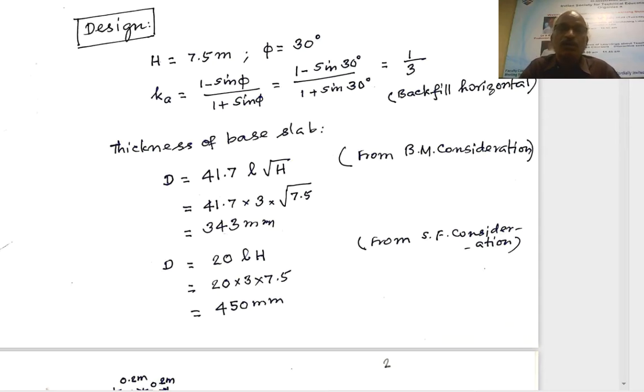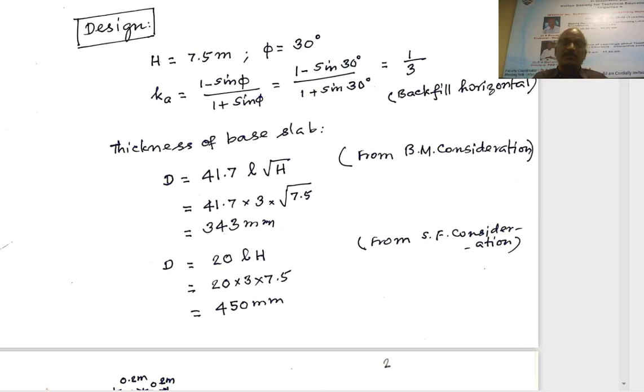Thickness of the base slab. Here, in the case of a counterfort retaining wall, the thickness of the base slab is assumed from bending moment consideration and shear force consideration. From bending moment consideration, it is 41.7 into L root H, where L is the spacing between the counterfort supports and H is 7.5, so root H is root 7.5. This is the backfill horizontal case. If the backfill is at an angle of surcharge alpha, then in the formula 41.7 into L into root of (H plus 0.7), you have to add 0.7, so 7.5 plus 0.7.